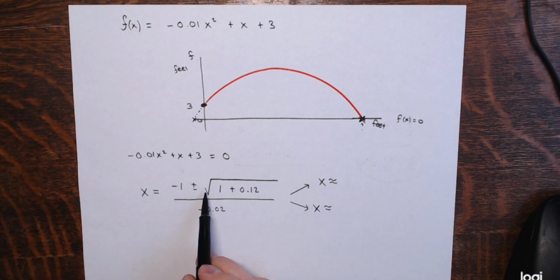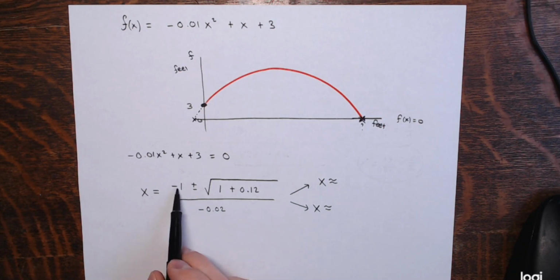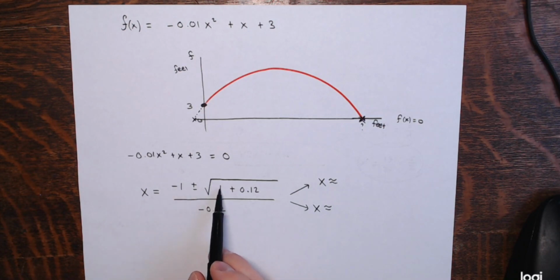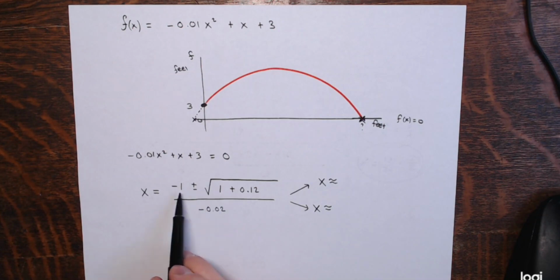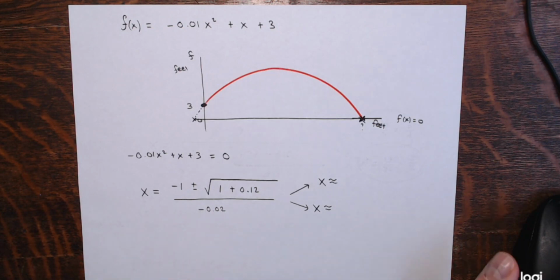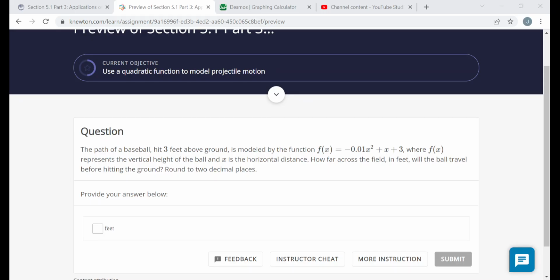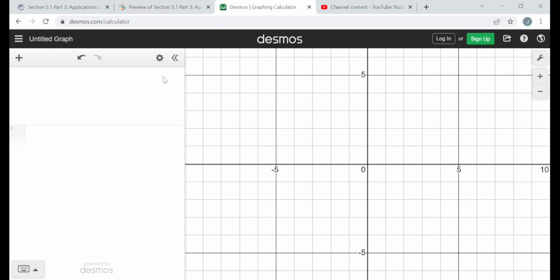Actually, the one with the minus is going to work out to be positive, because if I take a negative number and subtract something more, it'll be more negative. Subtract a positive, it'll be more negative, and a negative divided by negative is positive. So I'm just going to plug in the negative one back on the calculator here. So in the numerator we have negative 1, then the one with the minus the square root of 1.12, and then all that divided by negative 0.02.